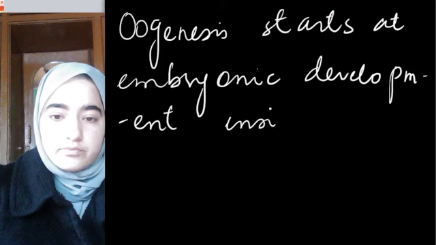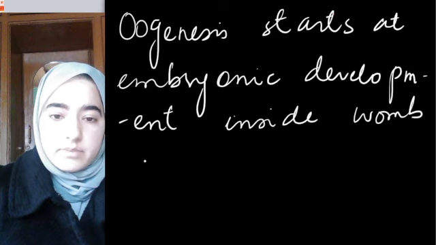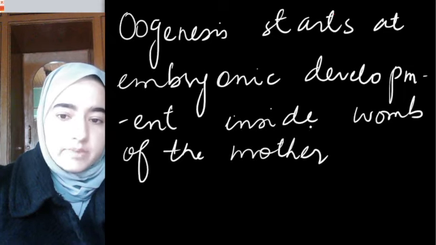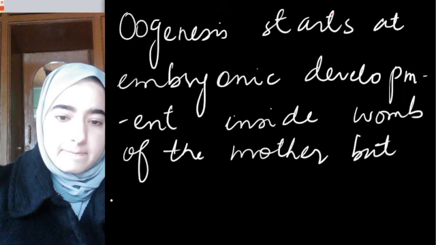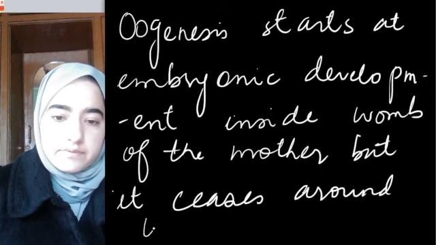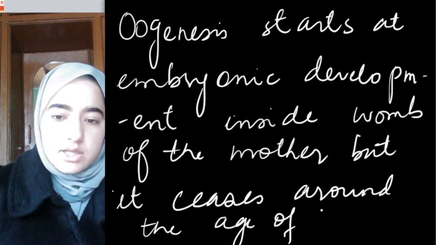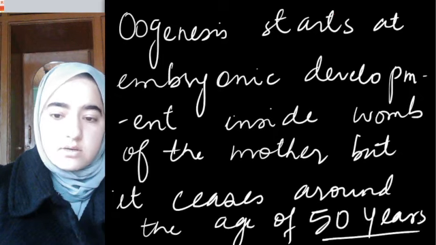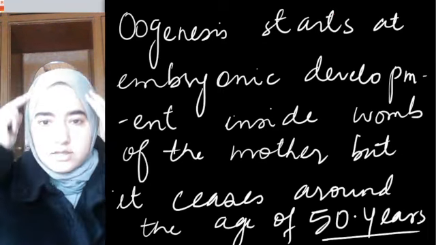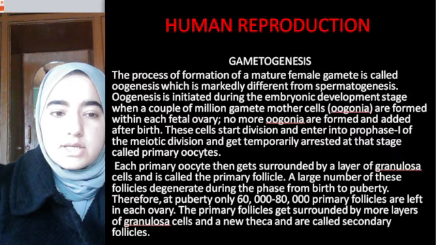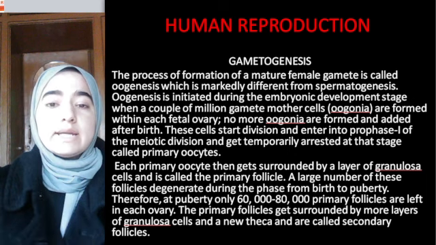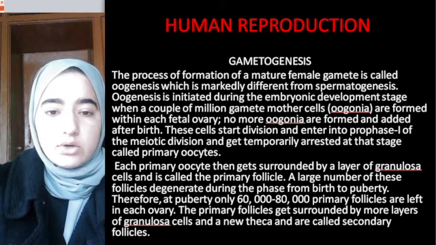But it ceases, it doesn't continue in an old woman. It ceases around the age of 50 years, which is termed as menopause, which we are going to learn in the topic of the menstrual cycle. I hope this concept about oogenesis is clear. Oogenesis starts at embryonic development.